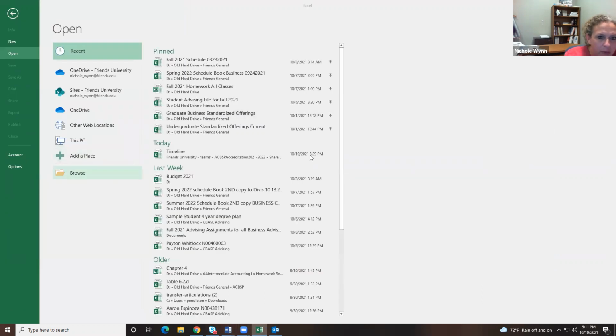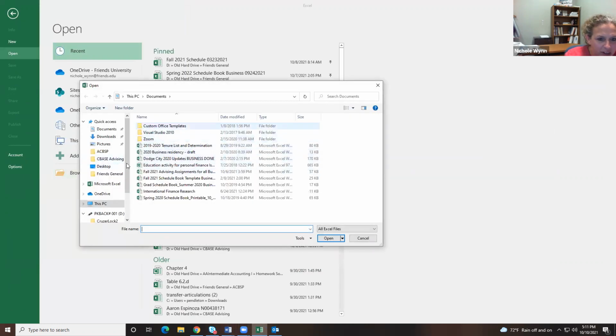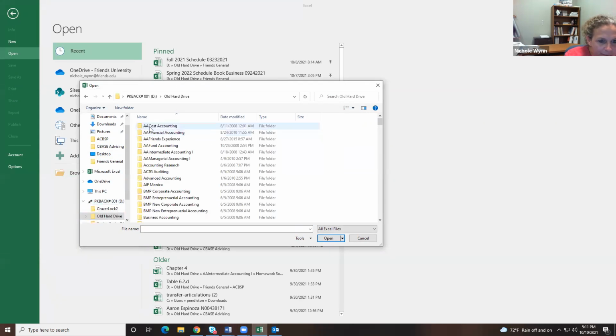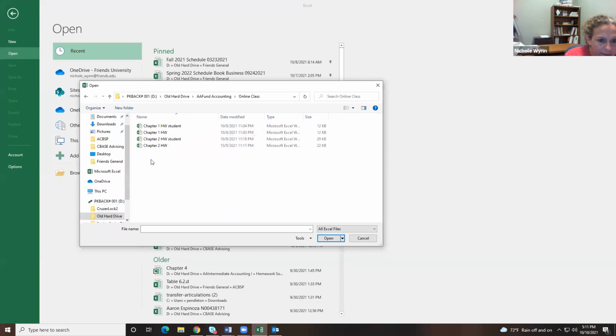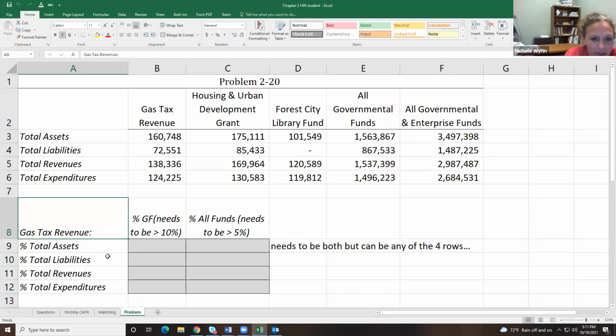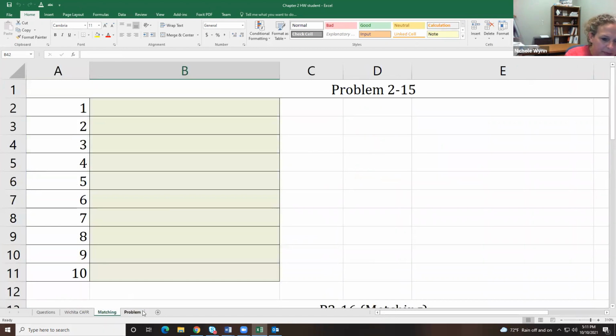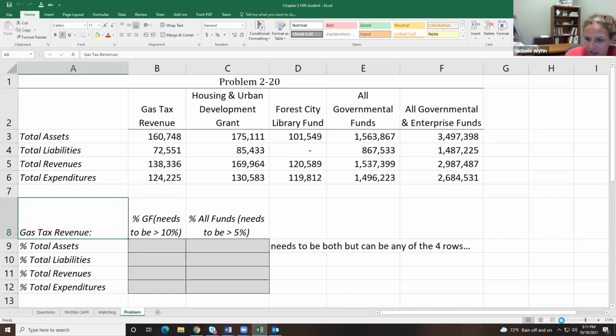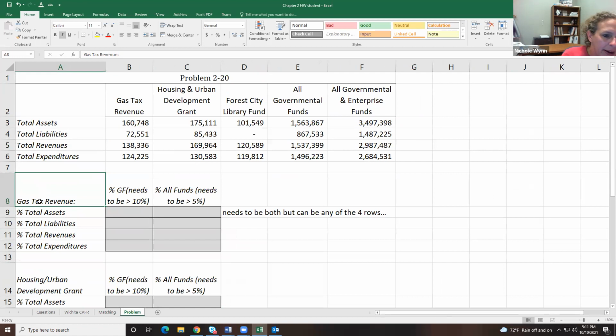So if we look at the homework for this particular chapter, sorry. All right, so this is the example that we'll do. It's for the homework for this chapter, there's 4 tabs. Don't worry, they're all pretty quick. But the problem here, so what you're going to do, and I'll go ahead and just do one for you. This is looking to see if the gas tax revenue fund is considered major, or if the housing and urban development grant is considered major, or if the library is considered major.